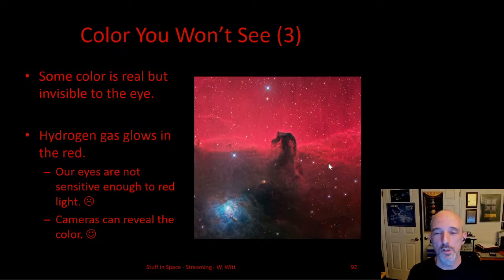Here is something called the Horsehead Nebula, which is also a pretty well-known image because it looks a little like a horse. And the red glow you see is largely from hydrogen gas. It turns out hydrogen gas glows in the red, but our eyes are not very sensitive to red light, so we cannot see that color when it's too faint in the night sky. But cameras, like we said earlier, can actually reveal this. So if I take long exposures, yep, I can see that red stuff pop out.